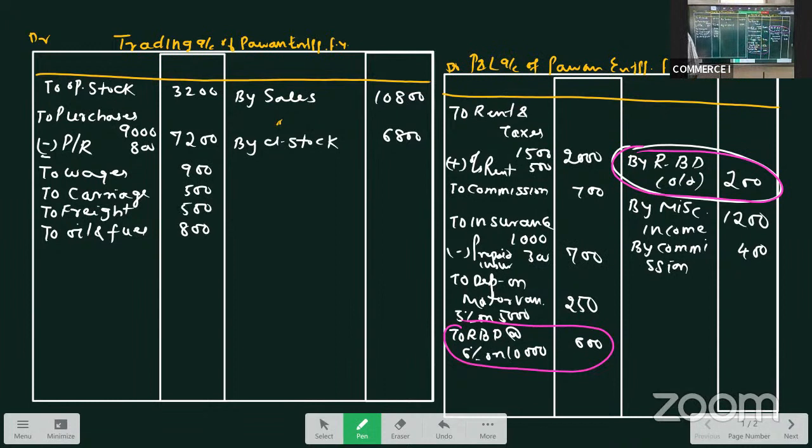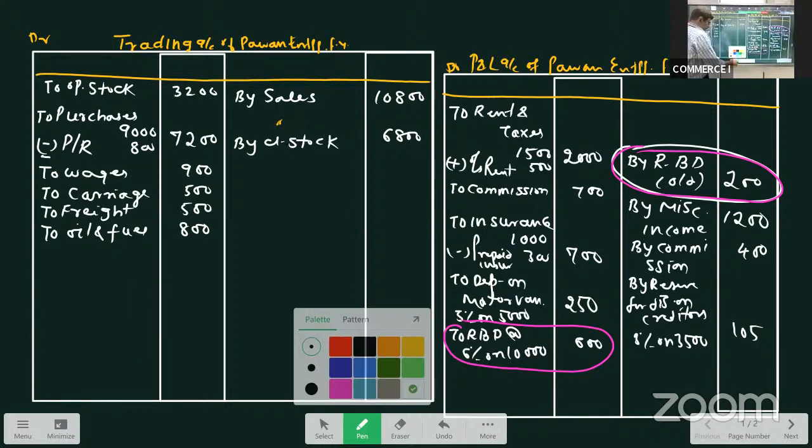And then we have to create reserve for discount on creditors. Like we have created provision for discount on debtors, we have to create provision for discount on creditors. What is the creditors value given? 3,500. This item will come on the credit side by reserve for discount on creditors. How much? 3% on creditors. 3% on 3,500 will be 105.